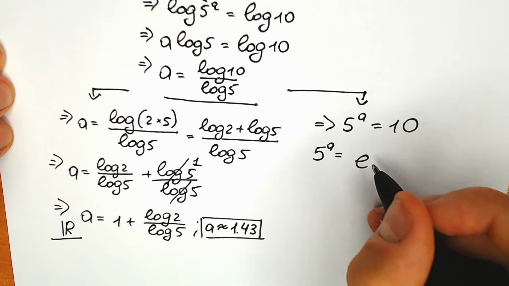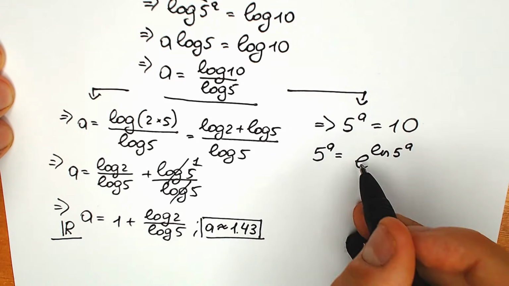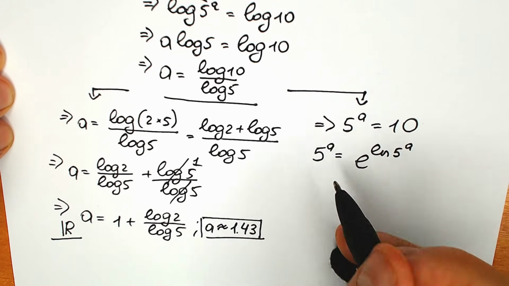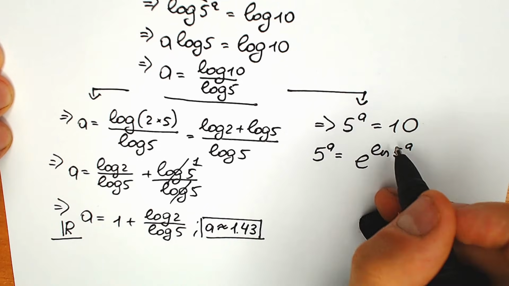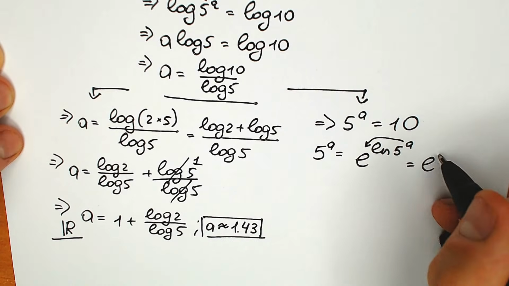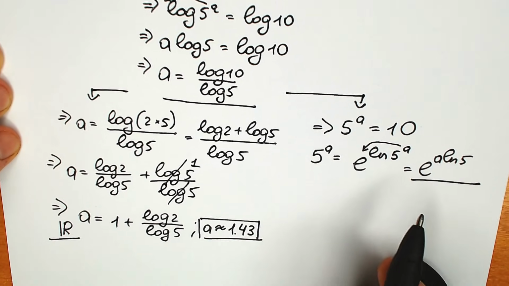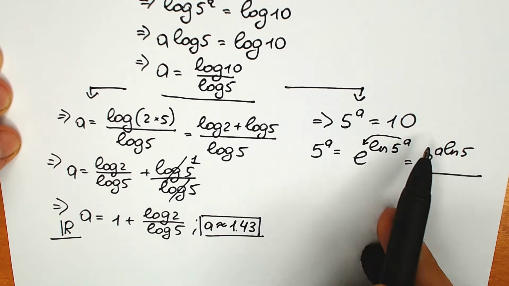I'm going to write e to the power natural log of 5 to the power a. We can easily do this, e to the power natural log equal to 1, and as a result we have the same expression. But in my case, I really need to bring this a right here, so as a result we have e to the power a natural log 5. So I really need this expression. Instead of 5 to the power a, I'm going to use this one.